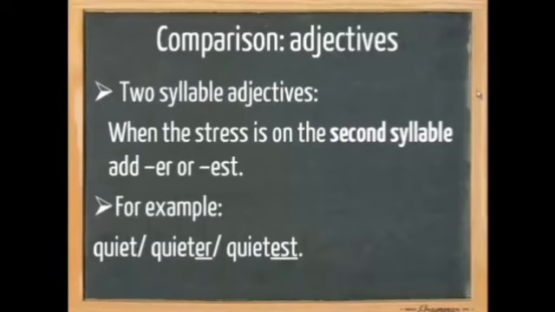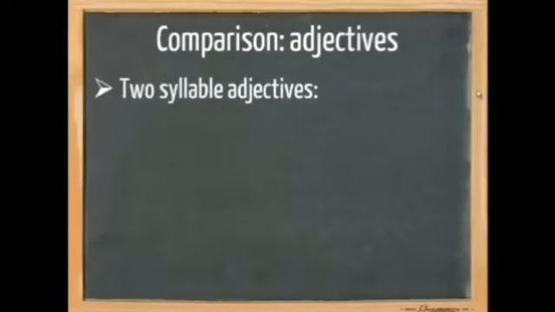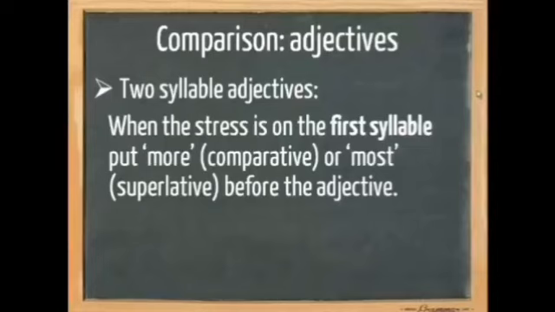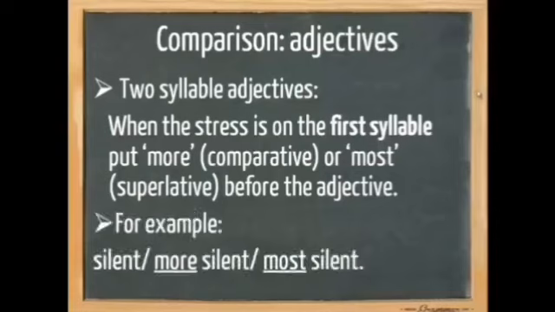Quiet, quieter, quietest. Yet when the stress is on the first syllable, we put more in front of the comparative and most in front of the superlative. So we don't use ER or EST. For example, silent, more silent, most silent. Please note that the stress in silent is on the first syllable.